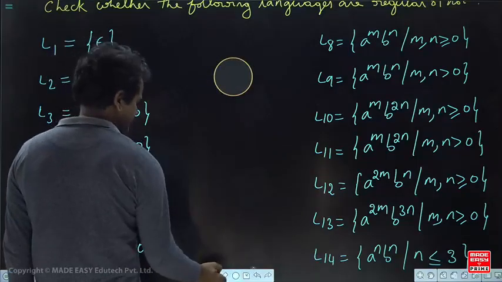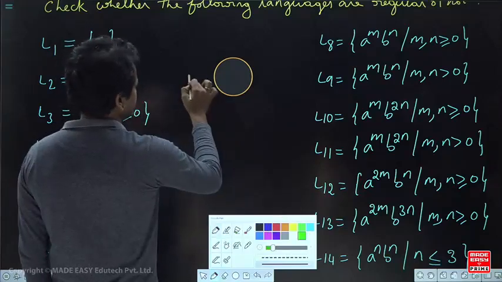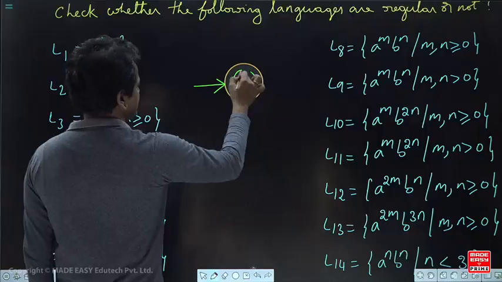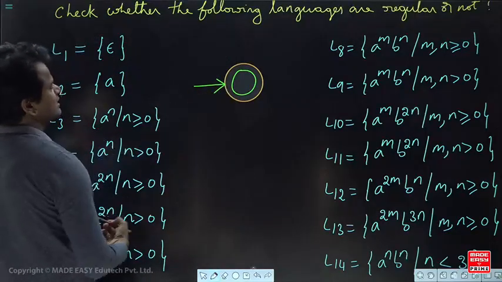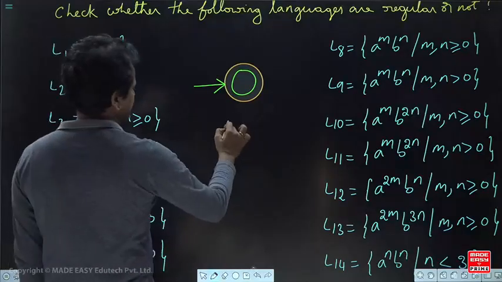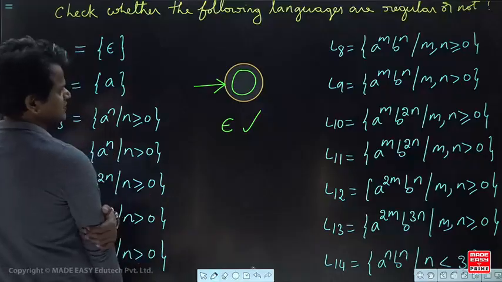Initial state is final state, and I don't define any inputs. Here there are no inputs, which means the machine cannot accept anything other than epsilon. So the machine accepts only epsilon.